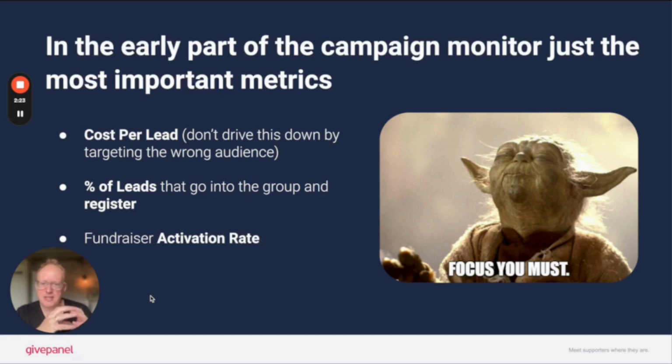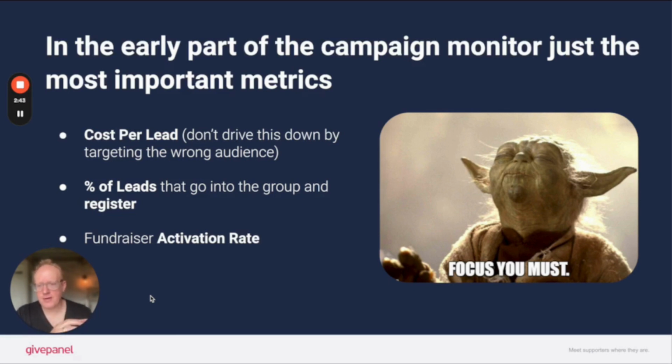You want to monitor the percentage of leads going into the group and registering, definitely. That's an early sign of whether you've actually got the right audience coming in. If you've got a low percentage of people coming into the group and registering, then those ads are falling flat. They're not really working, and you need to take action.